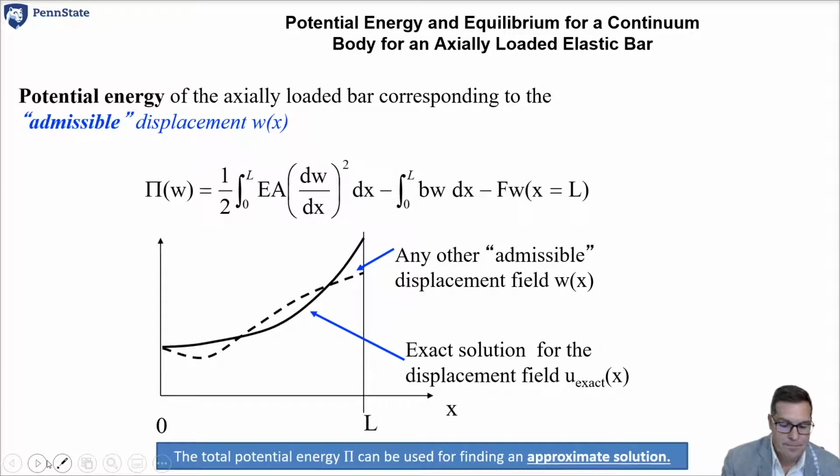Well, here's a little schematic of it. This is some solution over the bar. And so the exact solution, let's say, is this solid black line. And then an admissible displacement would be a couple constraints on that. One is that it satisfies the boundary condition. So, for example, we know what the solution is at x equals 0 because it's constrained. So those two solutions are the same here.